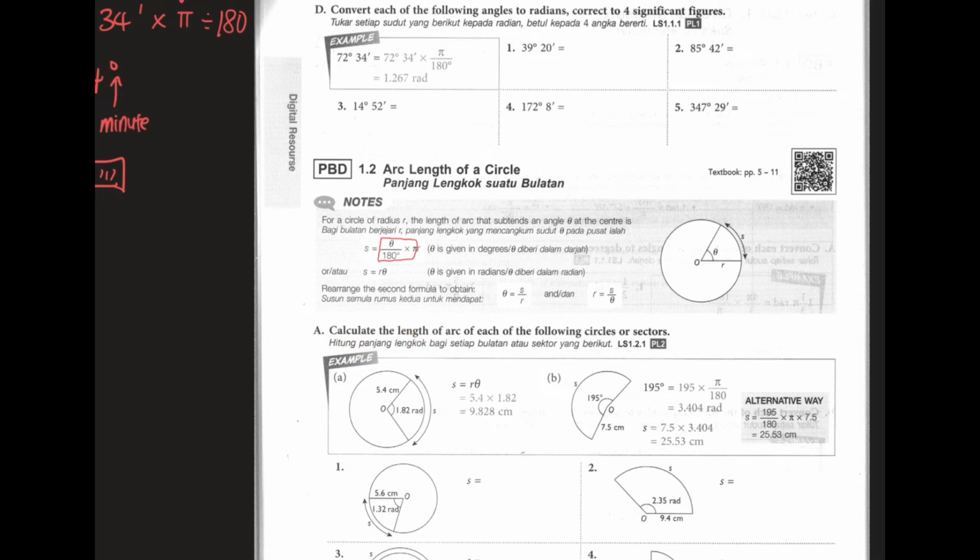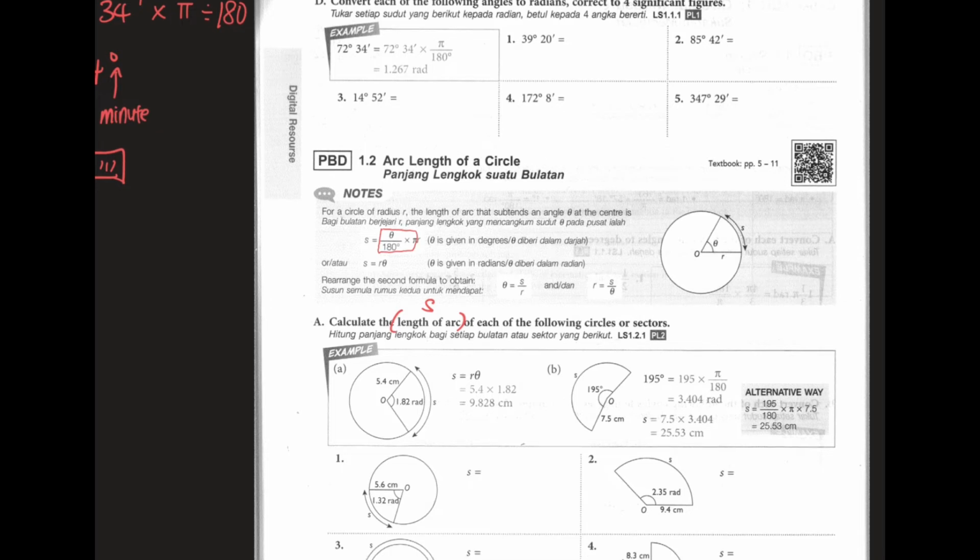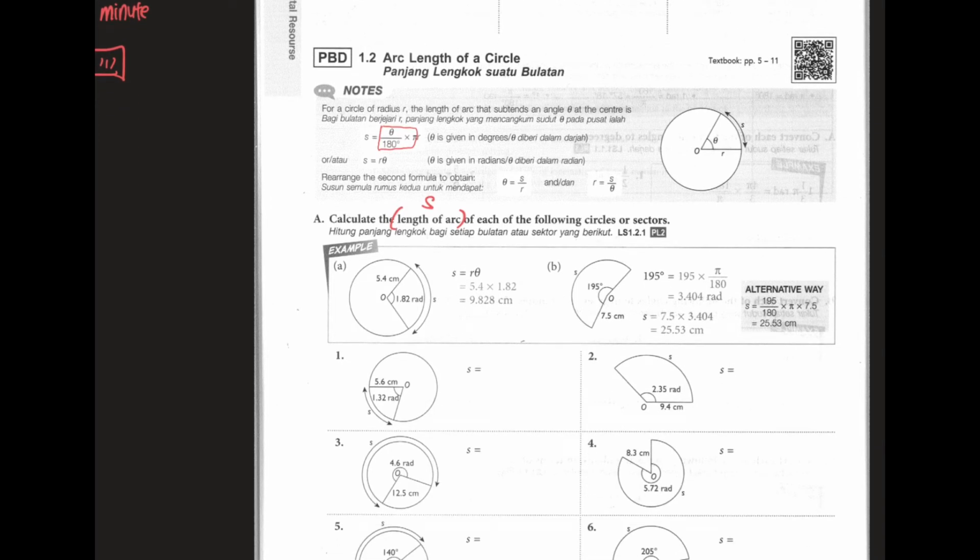Now let's see part A. Calculate the length of arc. Length of arc is basically S. Calculate S of each of the following circles or sectors. So as you can see here, they give us radius 5.4. They give us theta 1.82. It's already in radian. So we use S equal to r theta. So r is 5.4, theta is 1.82. So S equal to r theta, with times. We are using this formula. Then we get 9.828. This is the arc length.